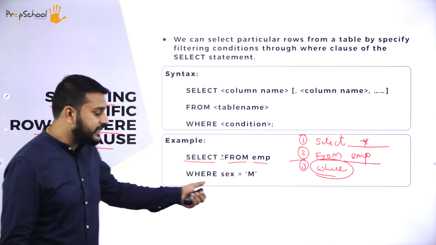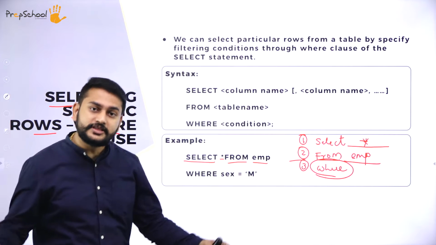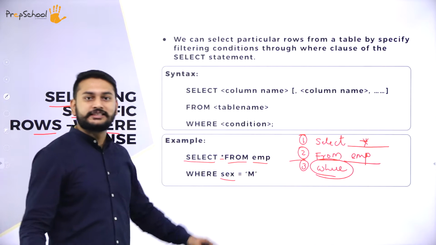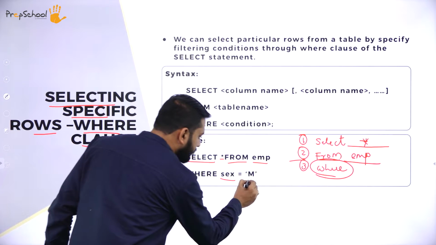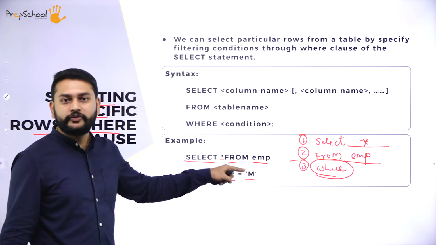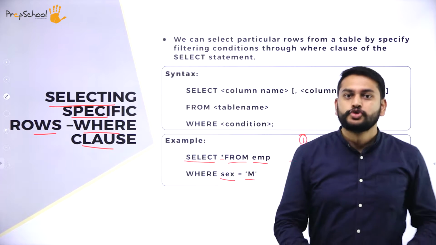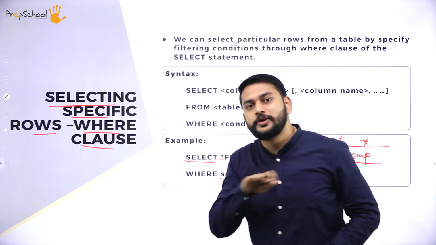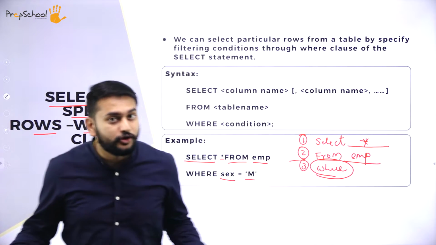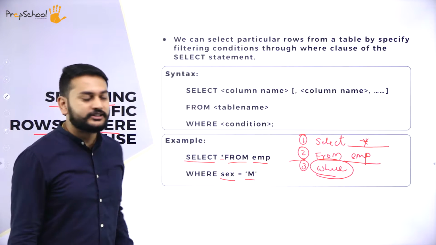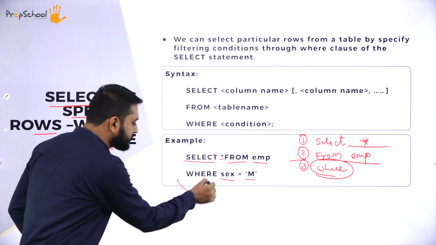Then what is the next condition that I have? Should I select everything? No. So please understand, the column name is sex is equal to M. Wherever you have the gender, that is sex, as M, that is male, only those particular rows will be retrieved. So that is what you have to understand here. This is how this where clause will work.